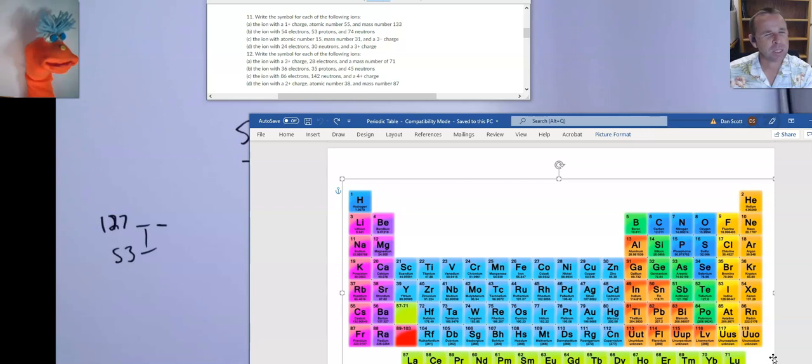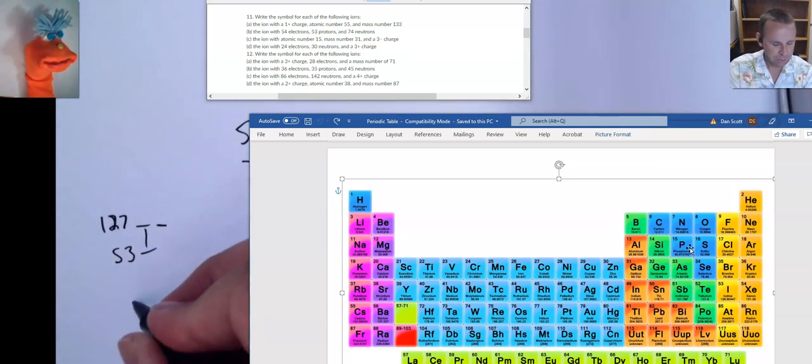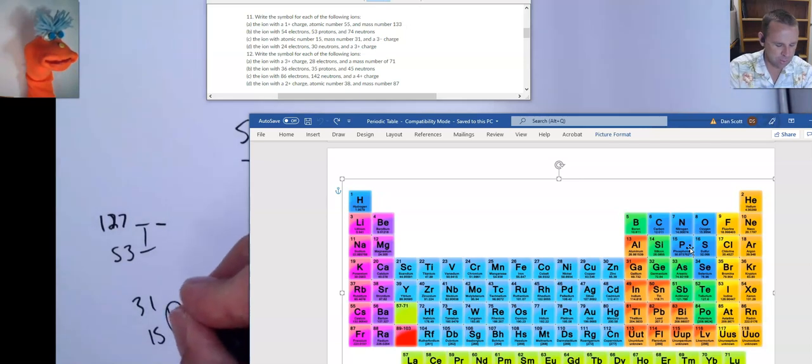C, the ion with the atomic number 15. 15. There it is, phosphorus. Mass number 31. So how many neutrons is that? 31 minus 15? 16, okay, right. So phosphorus, 15, 31. Any charge on there? It says it's a 3 minus charge. Very good. So that's easy to know, 3 minus charge.